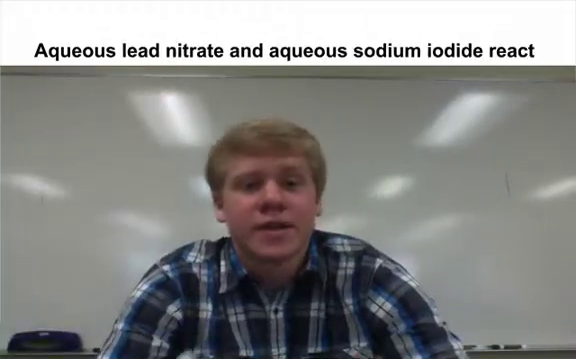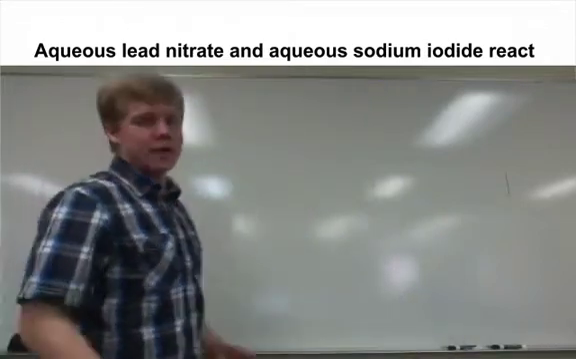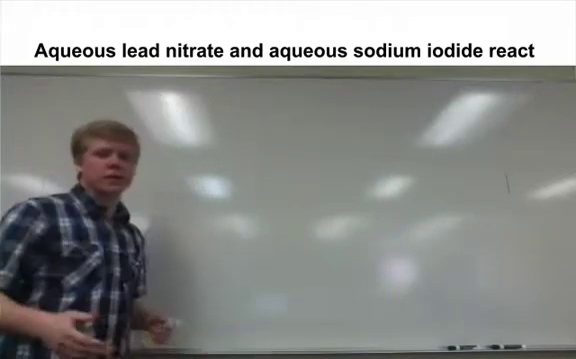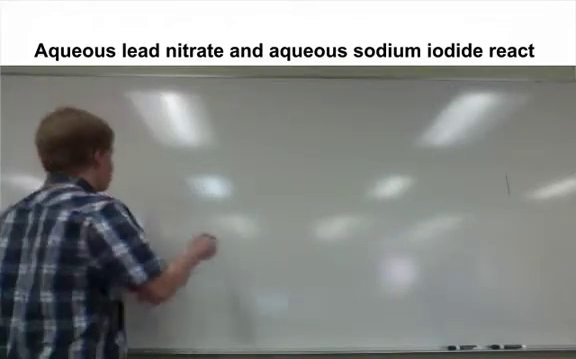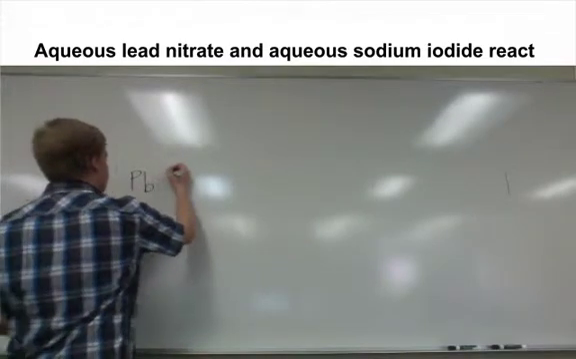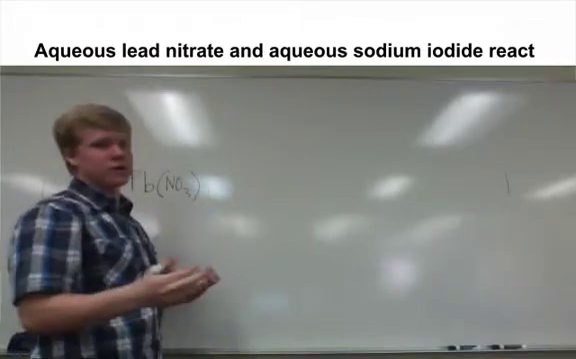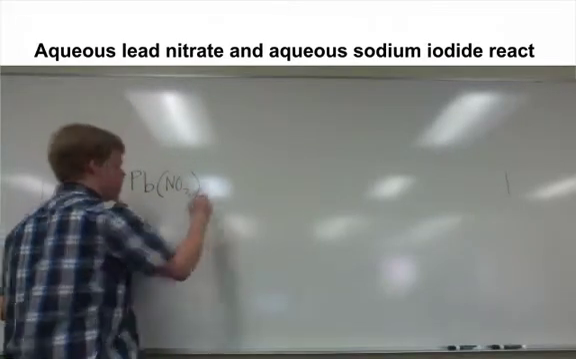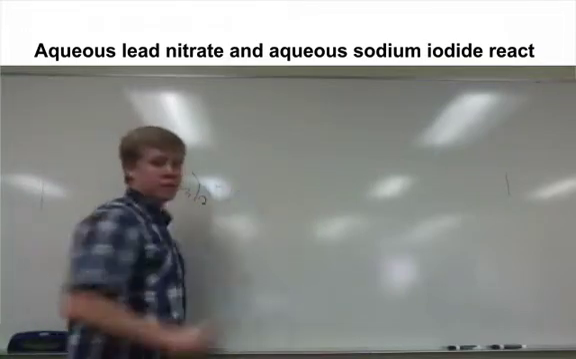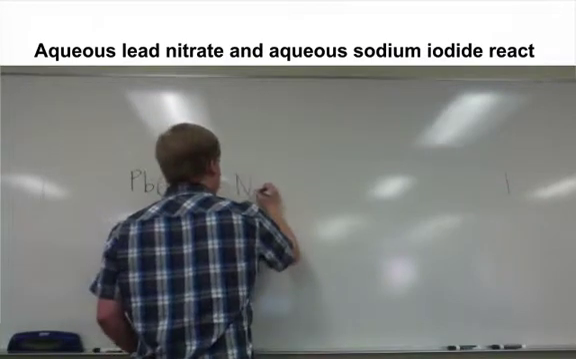Now let's take a look at our second problem type for double displacement reactions. So we have lead nitrate reacting with sodium iodide. So first thing, get a chemical formula. So lead nitrate is Pb(NO3)2, and we know we need 2 nitrates because Pb, lead, is +2. Now that's reacting with sodium iodide, and sodium iodide is NaI.